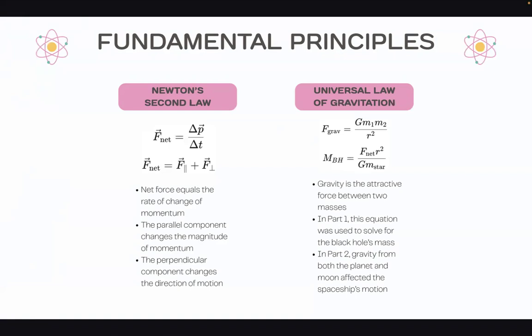And the other major principle was gravity. The gravitational force between the two masses is proportional to the product of the masses and inversely proportional to the square of the distance between them. And in part one, I rearranged the relationship to solve for the mass of the black hole. And in part two, I used the gravitational forces from both the planet and the moon to determine the spaceship's motion.